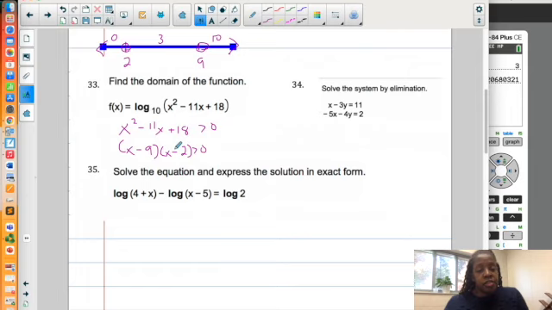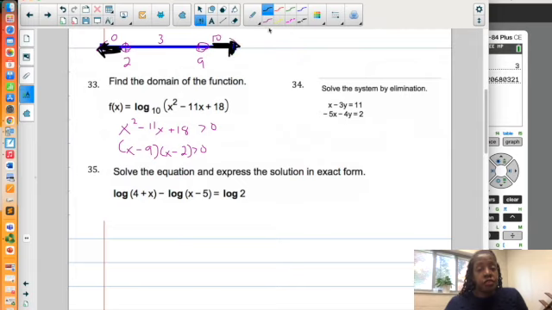All right, so when we plug in 0, we end up with 18. 18 is greater than 0, so indeed, this side of our number line is a part of the situation. When we plug in a 3, 3 minus 9 is negative 6. 3 minus 2 is 1. Negative 6 is not greater than 0, so that's not a part of our solution. And then we plug in a 10. 10 minus 9 is 1. 10 minus 2 is 8. 8 is greater than 0. So, of course, this side is a part of the situation.